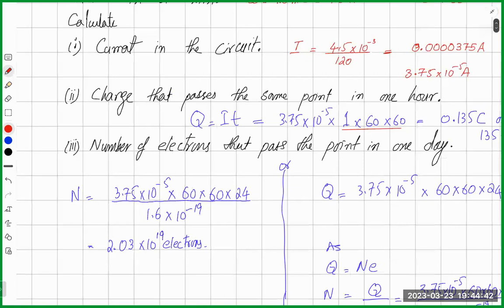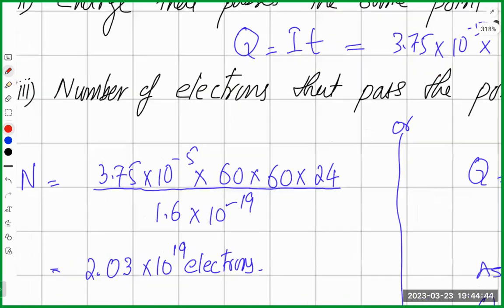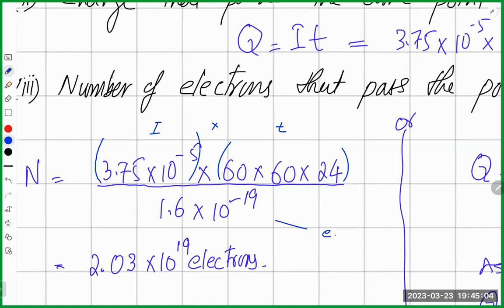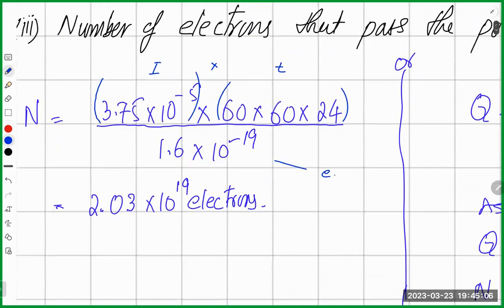So, see, this is the calculation. This is current multiplied by time, divided by the elementary charge, which gives us the number of electrons.